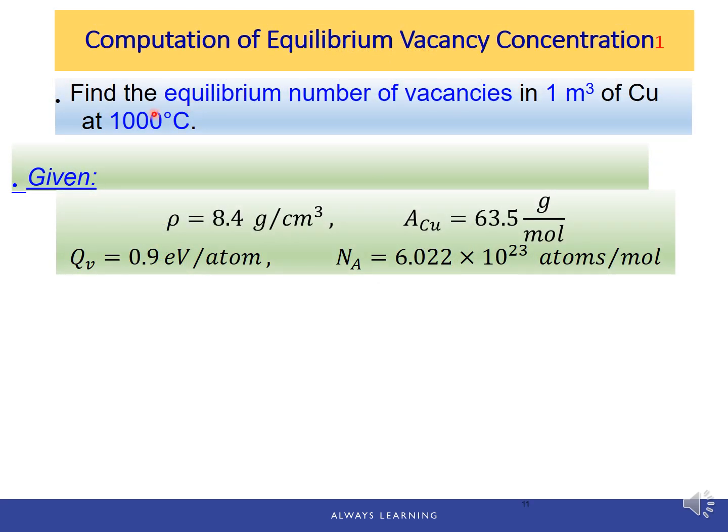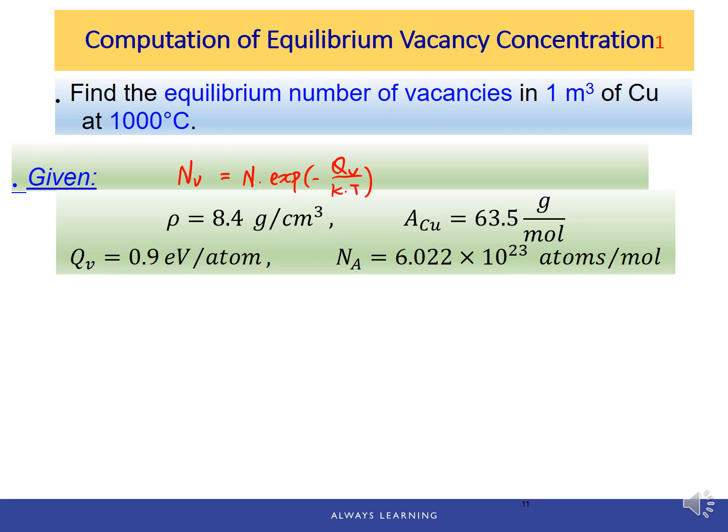Let's take a look at one example. Find the equilibrium number of vacancies in 1 cubic meter of copper at the given temperature, which is 1000 degrees Celsius. We know the density, the atomic weight of copper, the activation energy Q, and the constant Avogadro's number. First of all, let's write down the equation of the number of vacancies as a function of the temperature: N_V equals N times e to the power of negative Q_V over kT.